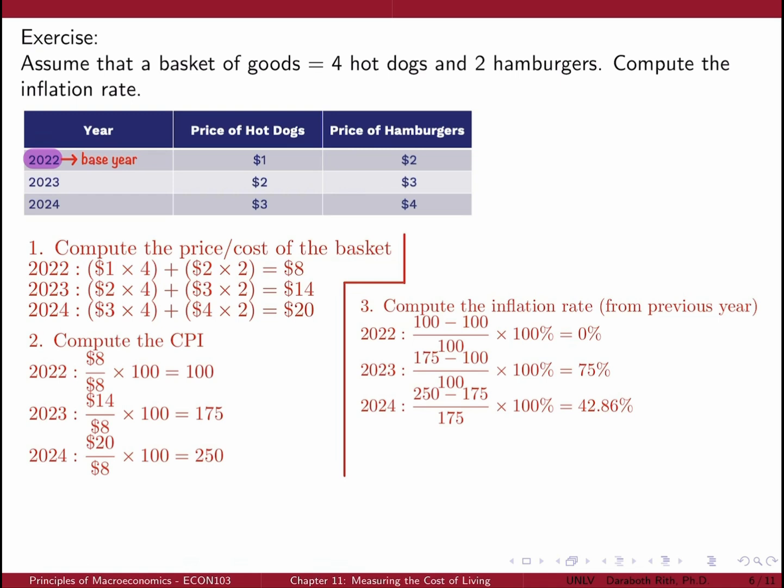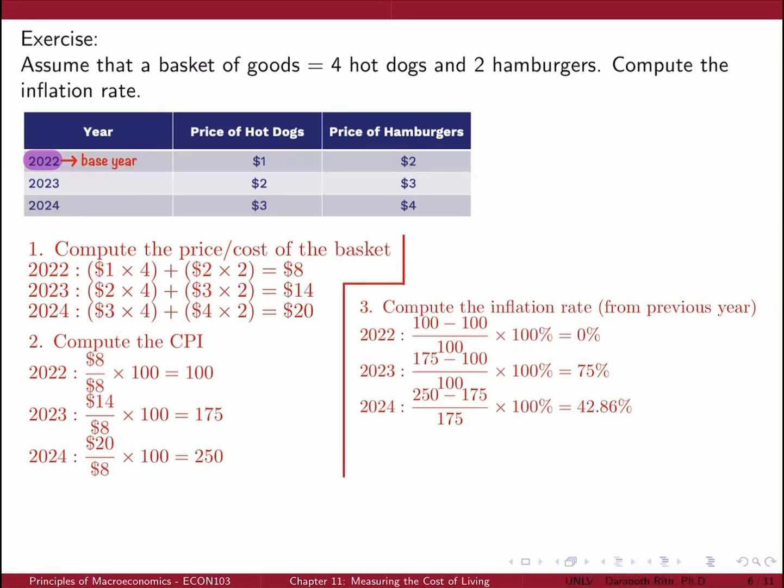For year 2023, use the updated prices. Hot dog $2 times 4 plus hamburger $3 times 2, which results in a total of $14. For year 2024, calculate using the prices of hot dog $3 times 4 and hamburger $4 times 2, giving a total of $20. It is important to note that the quantities of goods in the basket remain constant at 4 hot dogs and 2 hamburgers.